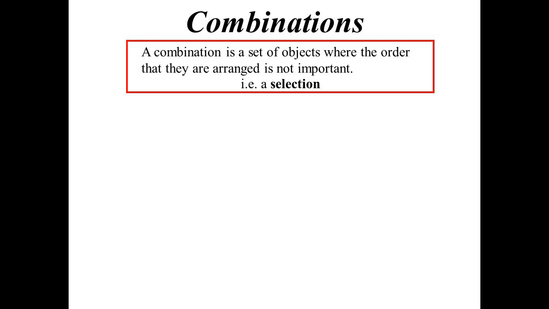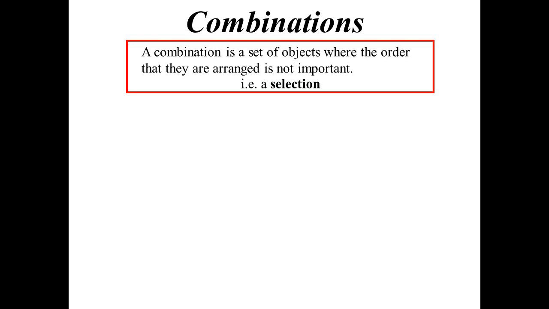Combinations is what we're going to look at. Now, this is when the actual order of the arrangement is not important. So permutation, order is important. Combination, the actual order is not important. So it becomes a selection rather than an arrangement.